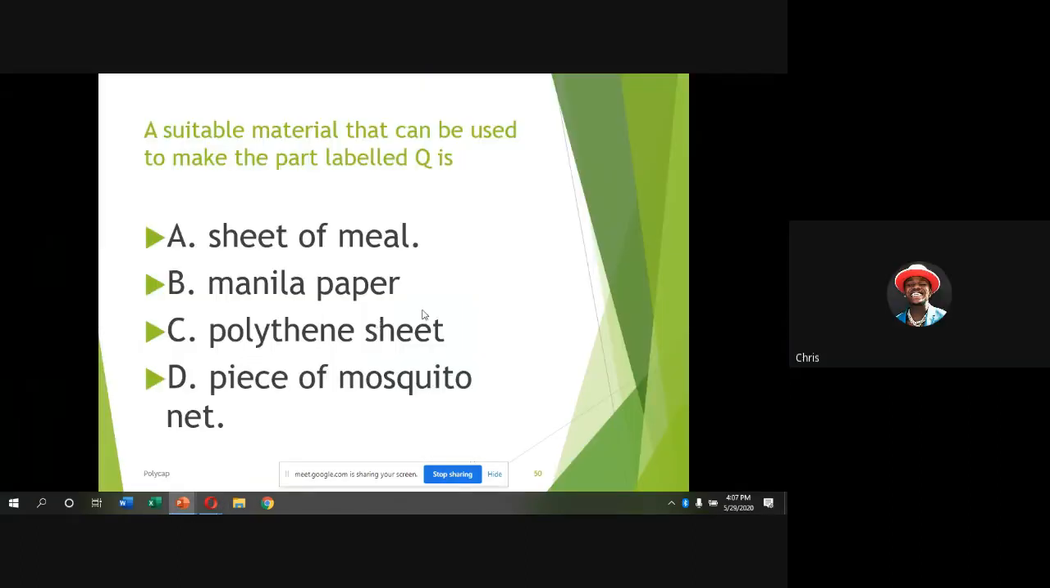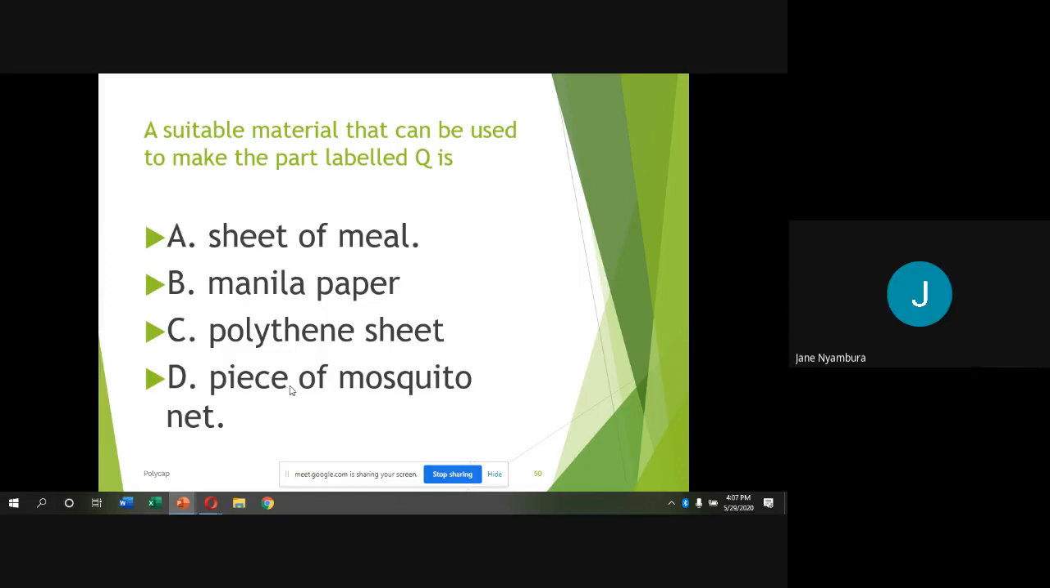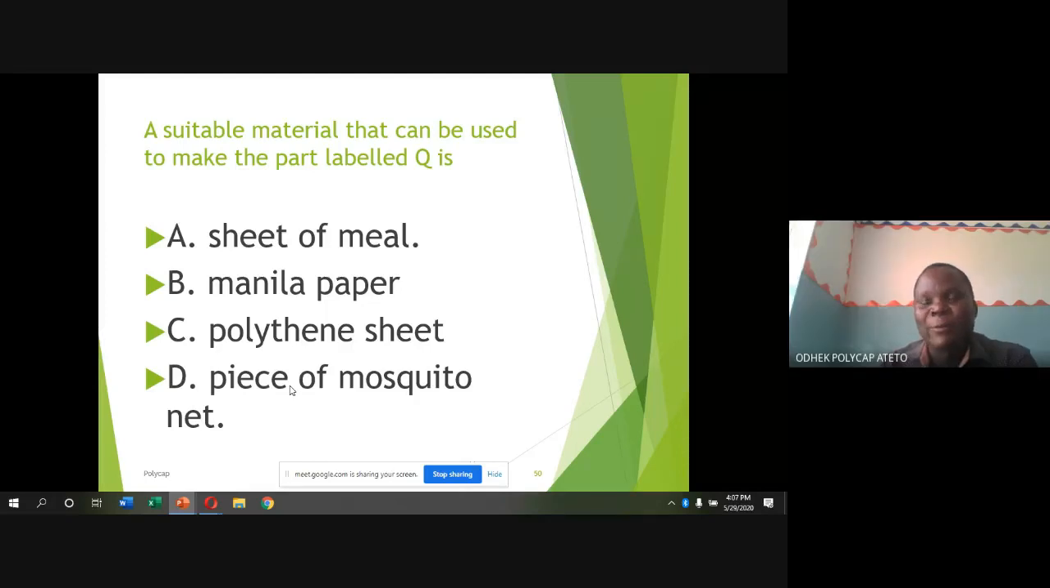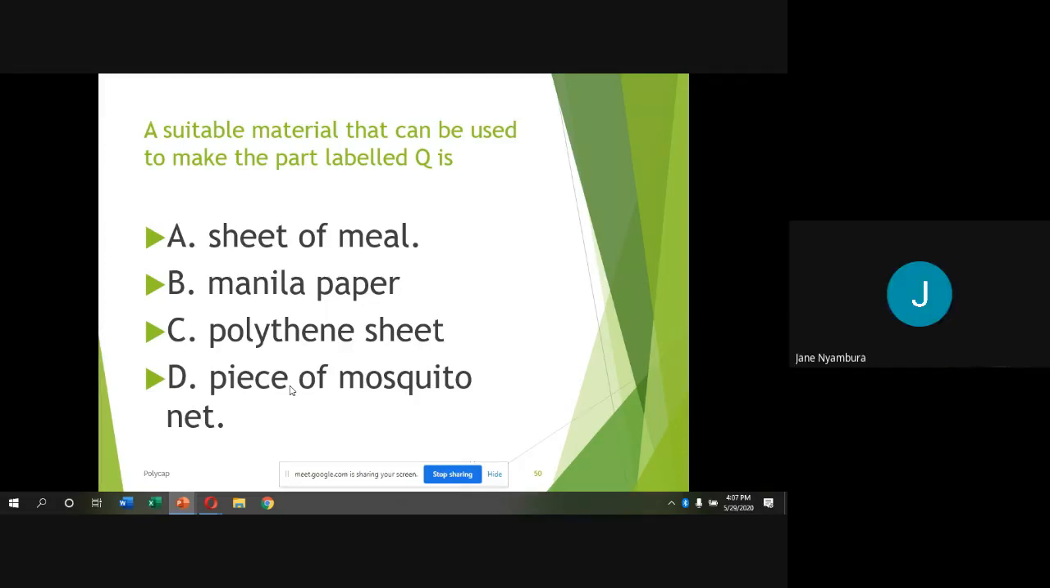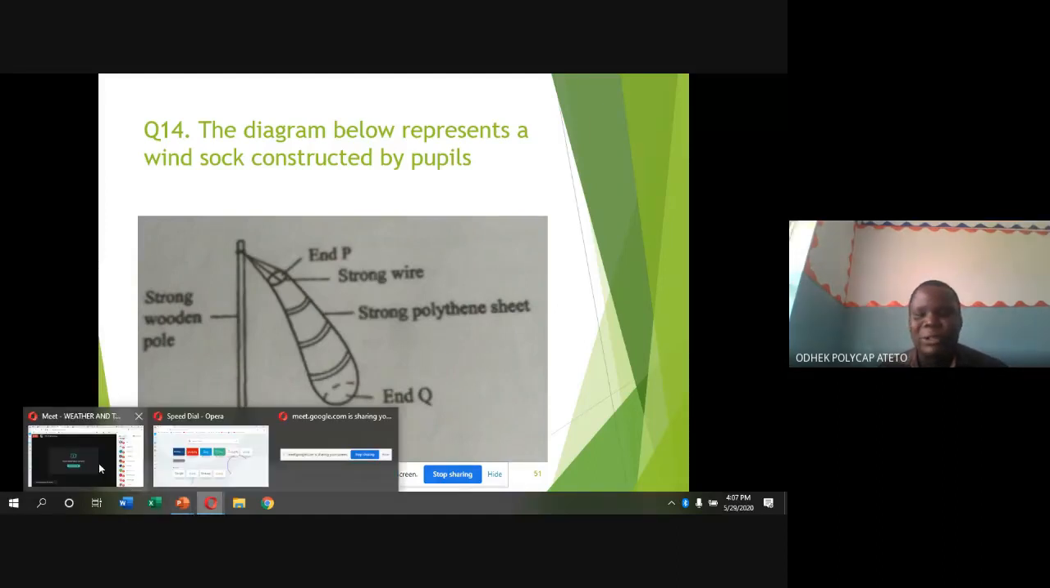Because it's the lightest material among them, it won't resist when the air is pushing it, unlike the metal and manila paper and the others. And what about pieces of mosquito net? They will allow air to pass. Is that correct? Yeah. Okay, great. Thank you very much. So let's continue from number 14.